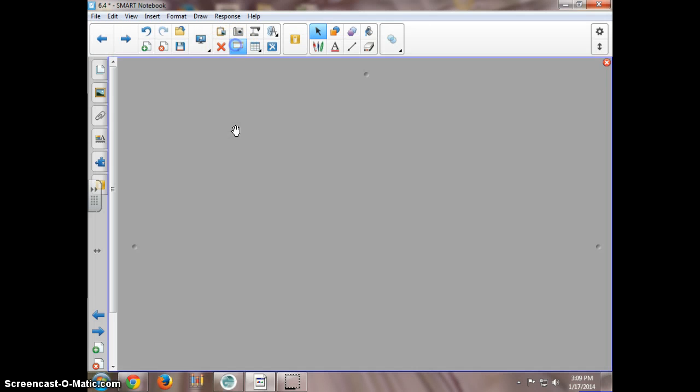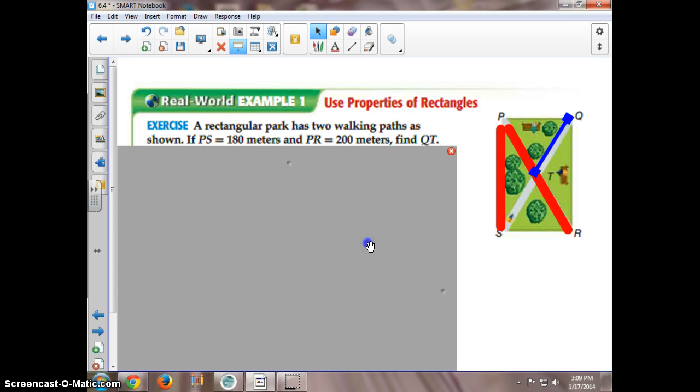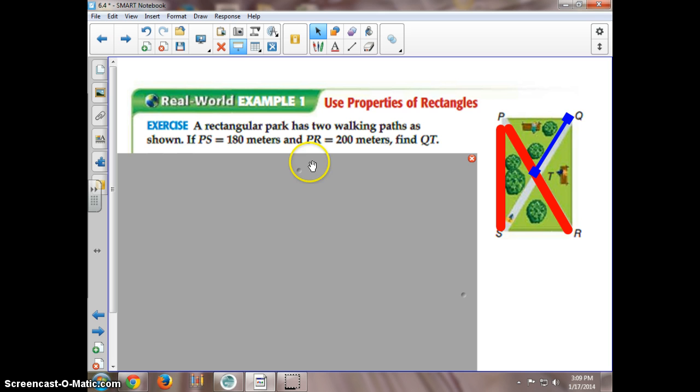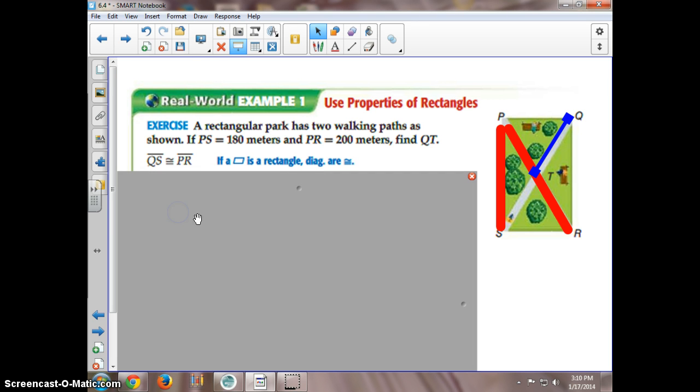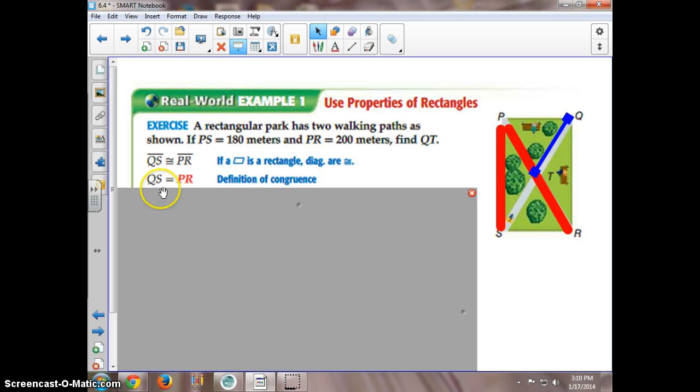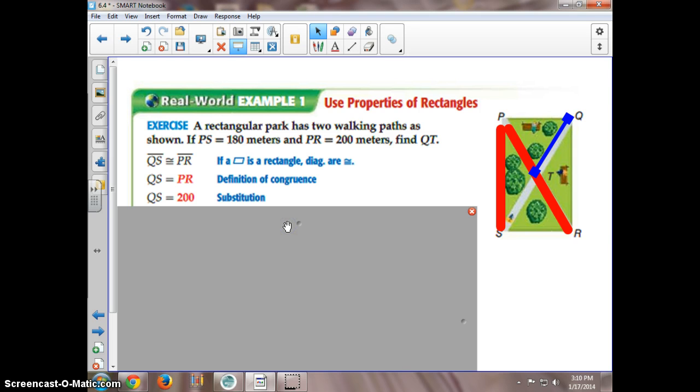All right, let's start off with example 1 here. Looking at the picture at right, a rectangular park has two walking paths as shown. If PS equals 180 meters and PR equals 200 meters, find QT. So this little guy right here. So let's use what we know about rectangles. First, if it's a rectangle, QS will equal PR. Remember, diagonals are congruent. And since QS equals PR, and we know PR is 200, QS will also be 200.